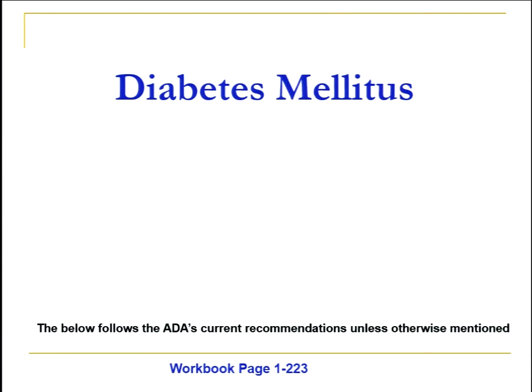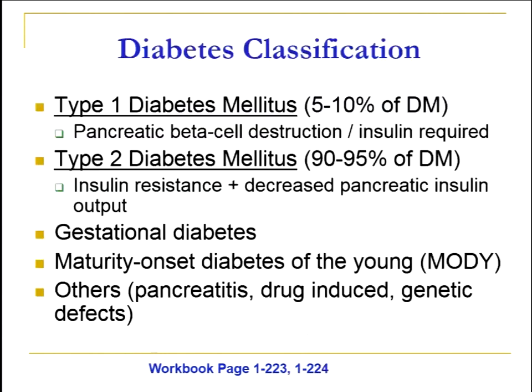There are a lot of different recommendations out there, a lot of different guidelines out there for the treatment of diabetes. Most of my slides, most of my workbook come from recommendations from the American Diabetes Association, unless I talk about another organization. But for the most part, the ADA are the most recognized and the most used guidelines, but certainly not the only ones.